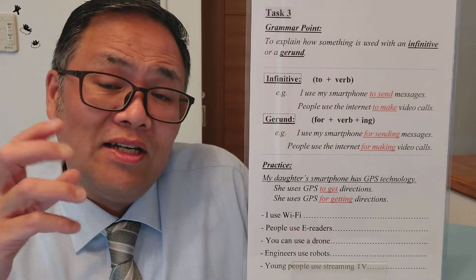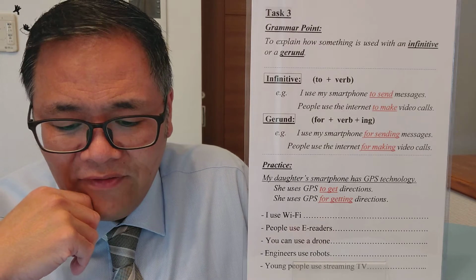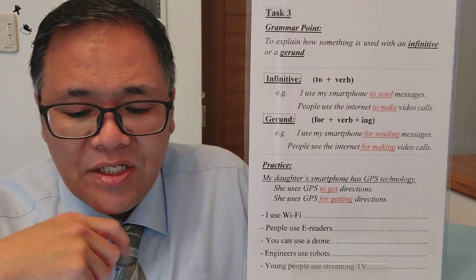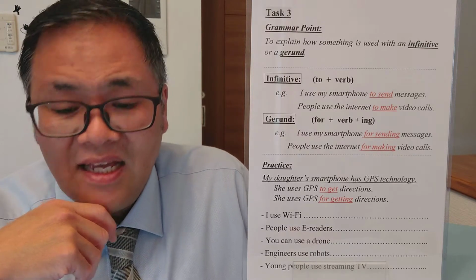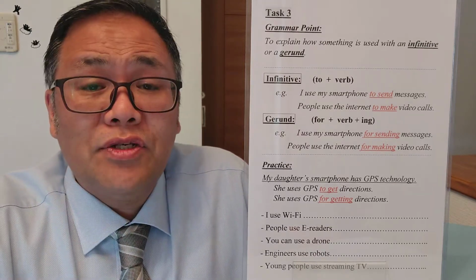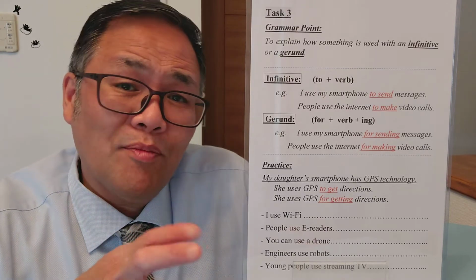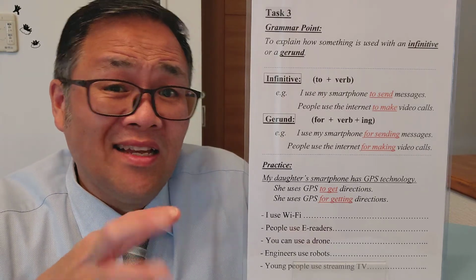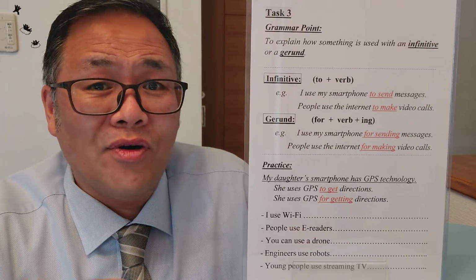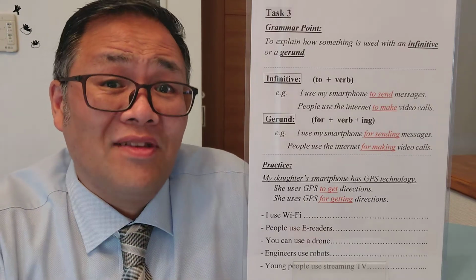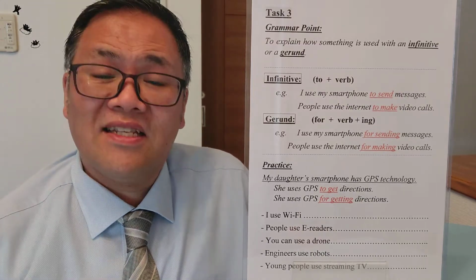Now, if I try to put that sentence into infinitive form, the first one is: She uses GPS to get directions. In the gerund form: she uses GPS for getting directions. So both sentences have basically the same meaning. It just depends on what form you want to use, the infinitive form or the gerund form, but both have the same meaning. So for practice, I have 5 sentences here.